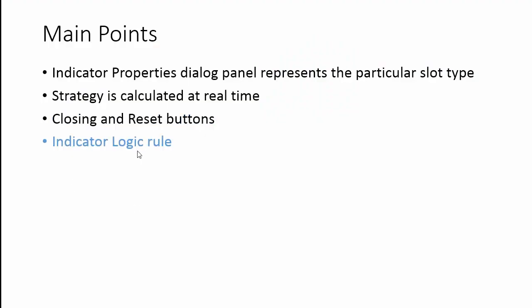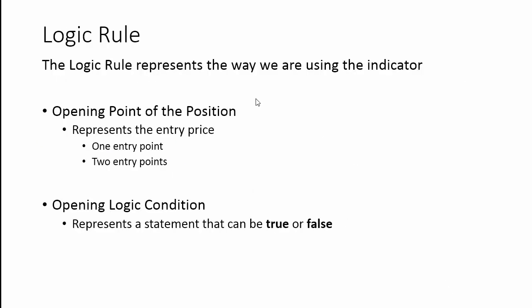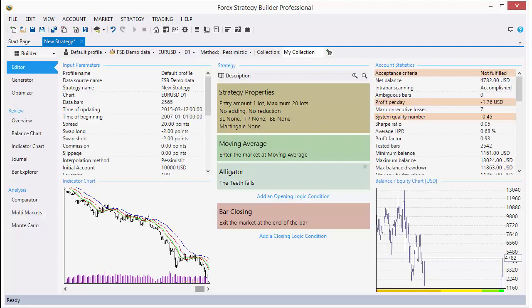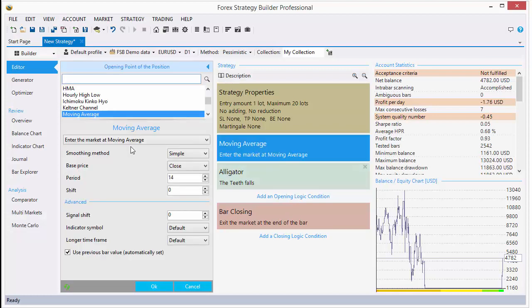The next topic is the indicator logic rule. The logic rule represents the way we are using an indicator. These logic rules are available for all indicators, and they are different for each strategy slot. Every indicator has a logical rule, or this is the logic of application.